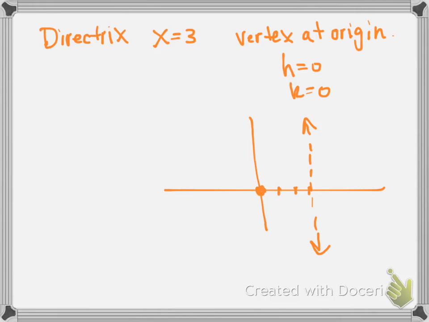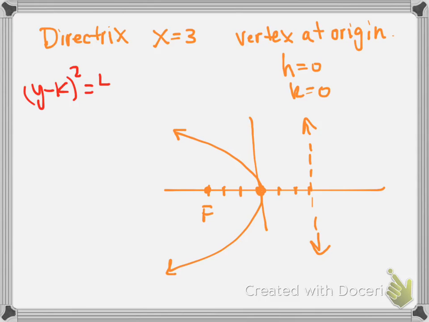So if I went 3 to the right, I'm going to go 3 to the left to get my focus. So I know that my parabola opens that way. Because it's a horizontal parabola, I'm going to write my general equation. This time it's going to be y minus k squared, and again, I know that because it's horizontal, equals 4p times x minus h. When I put 0 and 0 in for h and k, I'm going to get y squared equals 4 times minus 3 times x.